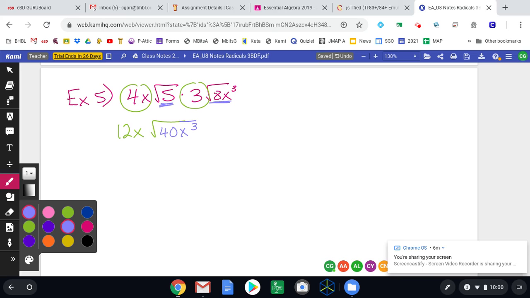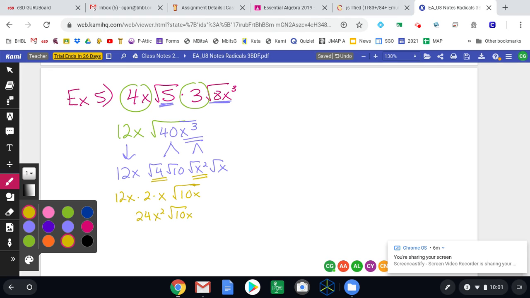All right, so now I have to simplify my 40x to the third. So 12x. Now, we've got a 40, so we have to think about what goes into a 40. It's going to give me a radical 4 and a radical 10. Now we have an odd power here, so remember, that's an x squared and an x. So I ask myself which ones are perfect. You're perfect. You're perfect. So now I have a 12x times 2 times x. These guys are going to stay under the radical. That's going to give me a 24x squared radical 10x.